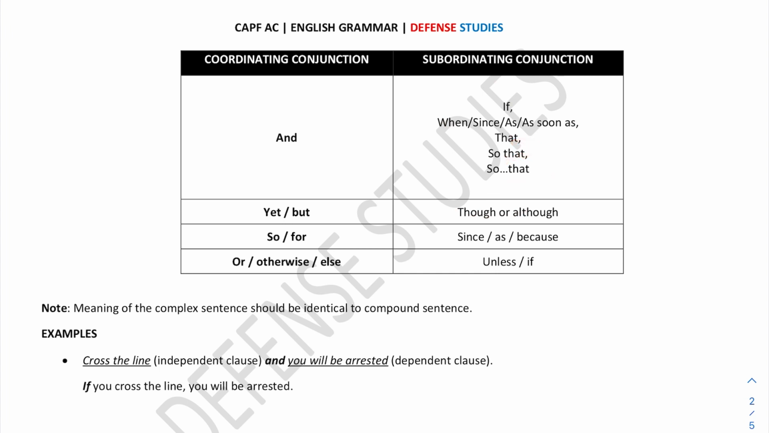And whenever you find yet or but, you need to convert it into a subordinating conjunction. What kind of conjunctions? Like though and although. When you find so and for, you need to convert them into since, as, because. When you find or, otherwise, else, you need to convert them into subordinating conjunctions like unless and if.